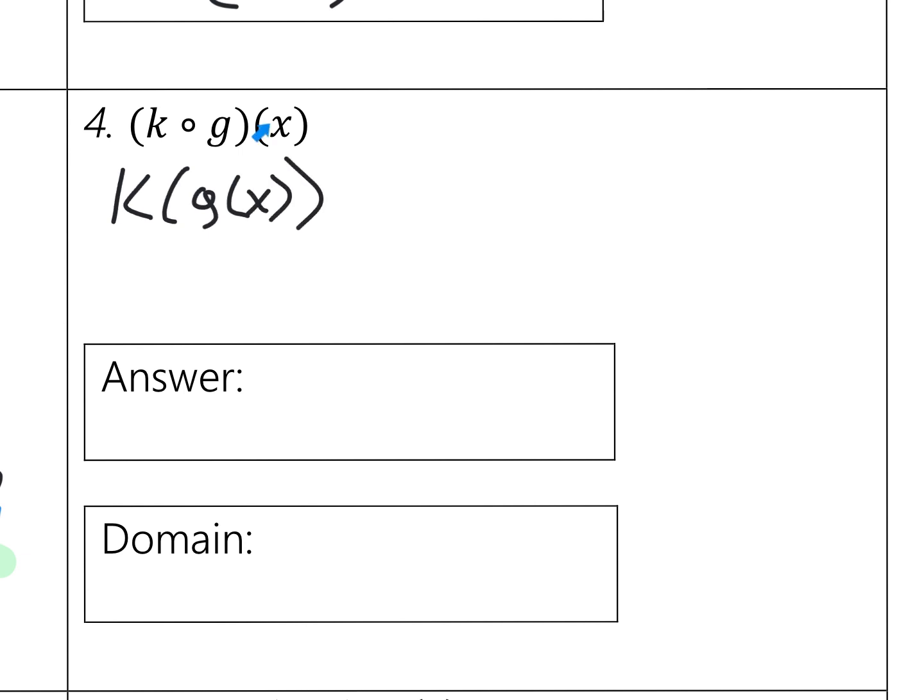Okay? Now, if we had a value here for x, we'd put it into g and evaluate it, and then we put that answer into k. But now we just have our function g of x. So we're going to take g of x and plug it into k of x.